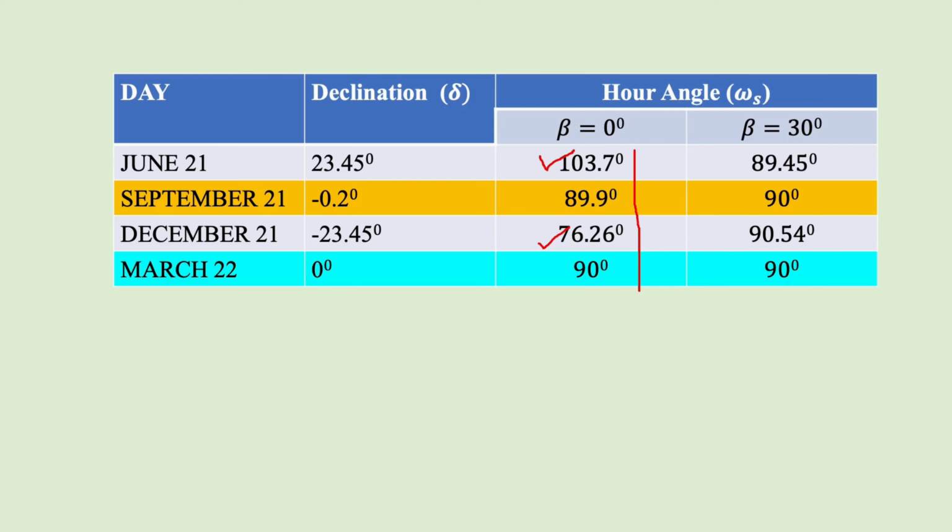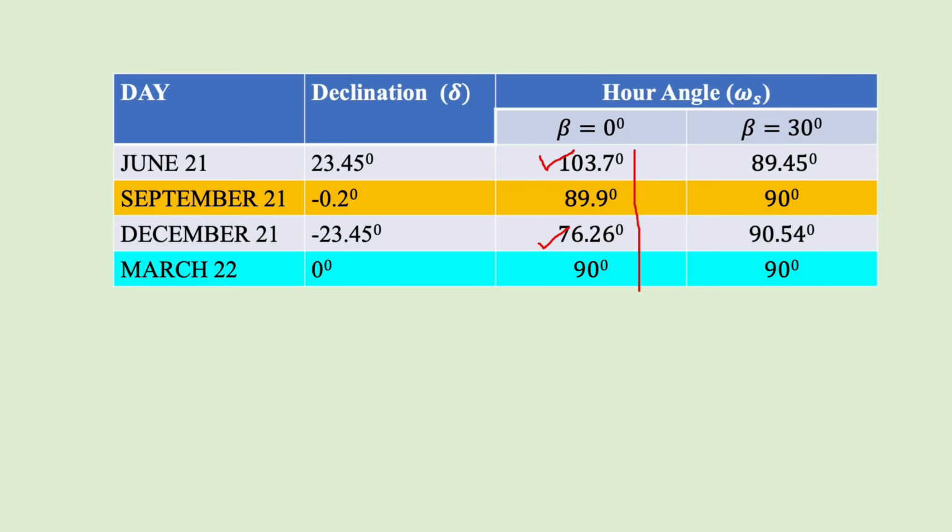So in case of the horizontal surface, R angle varies between the minimum of 76.26 degree on December 21 to the maximum of 103.7 degree on June 21. This variation is of around 36 degree. It means during the whole day on June 21, the horizontal surface receives sun radiation for 3 hours and 40 minutes more than the same surface at the same location receives on December 21.